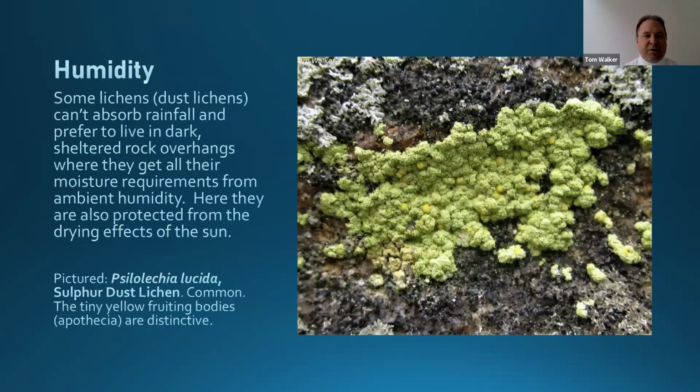So speaking about humidity, some lichens, called dust lichens, cannot absorb rainfall, and they prefer to live in dark, sheltered rock overhangs, where they get all their moisture requirements from just the ambient humidity. They're also protected here from the drying effects of the sun. This is a really cool one called sulfur dust lichen. I don't know if you can see it, but there's little yellow dots in there, and those are the fruiting structures. This guy hangs out in sheltered rock crevices.